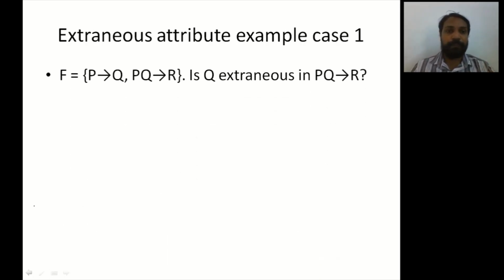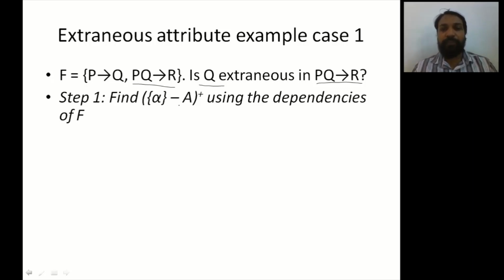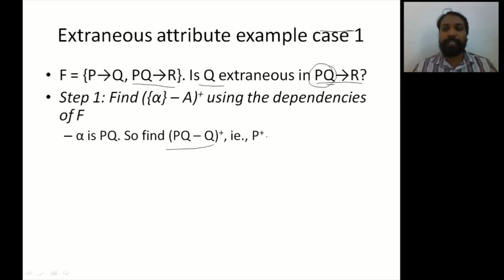This is important. Suppose F has P to Q and PQ to R. We have to find whether Q is an extraneous attribute in PQ to R. For that, step 1, we find the closure of alpha minus A. Here alpha is PQ and A is Q, so PQ minus Q closure, that is P closure. We have to find P closure based on these functional dependencies. We have already seen the algorithm. We take each functional dependency. The first functional dependency is P to Q, so we add both P and Q.